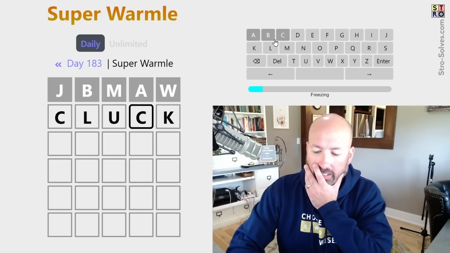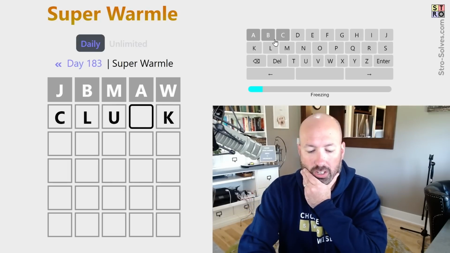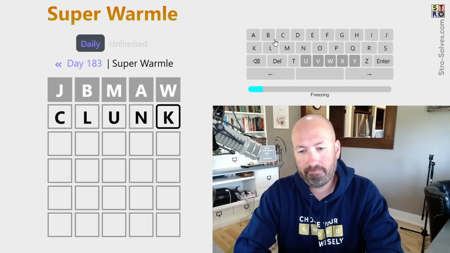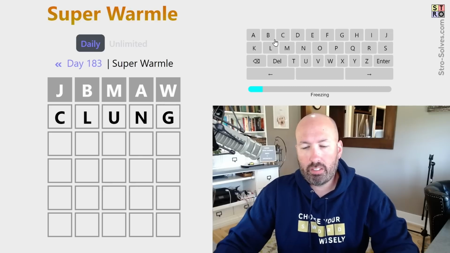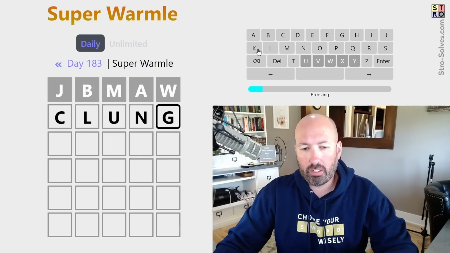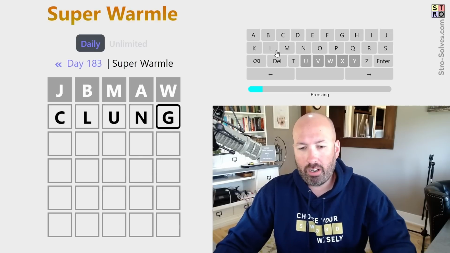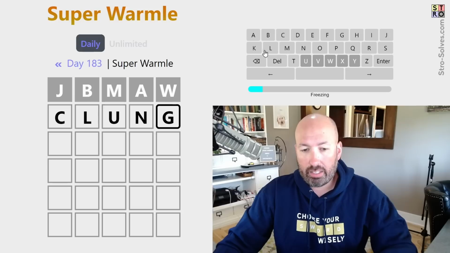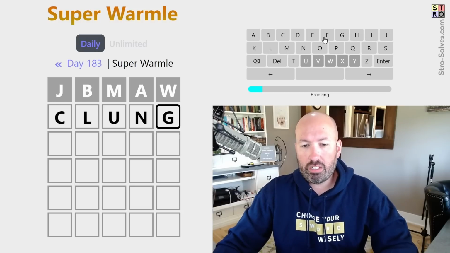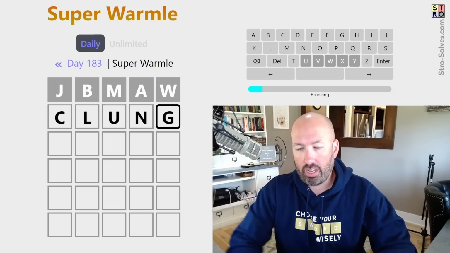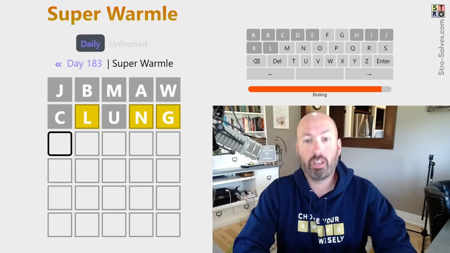No, because that's not a C. Clunk. Clunk isn't too bad. Clung might be better though. I think the G might be better than the K. They're both pretty good. K isn't necessarily a great letter, but it does check the I, the L, and the M, and the J, but it's not gonna be a J probably. But the G checks E, F, G, H, and I, so I think that's better. Let's do clung. Okay, so this is good.